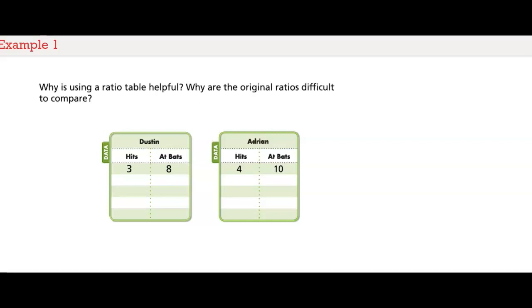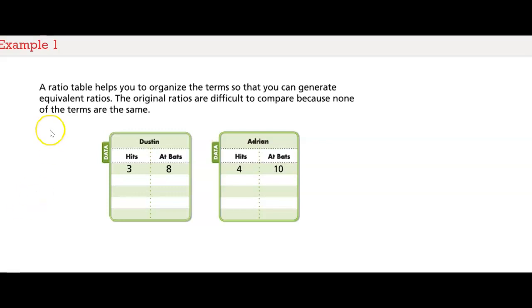Why is using a ratio table helpful? Why are the original ratios difficult to compare? A ratio table helps you to organize the terms so that you can generate equivalent ratios. The original ratios are difficult to compare because none of the terms are the same.